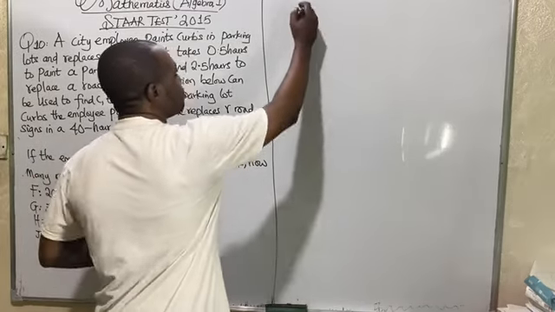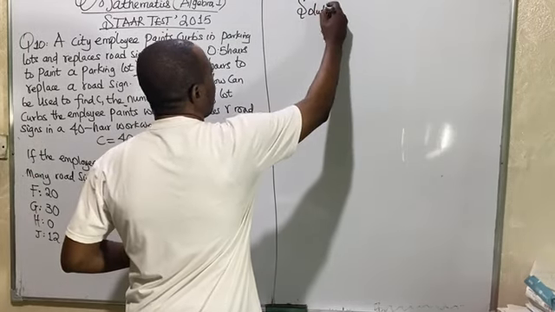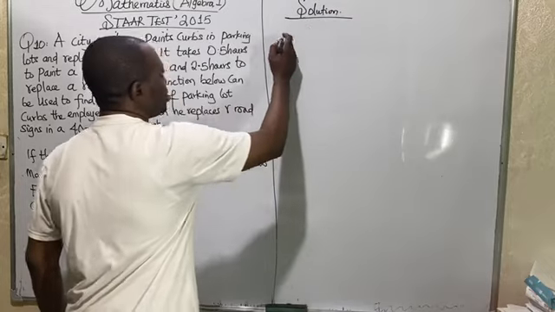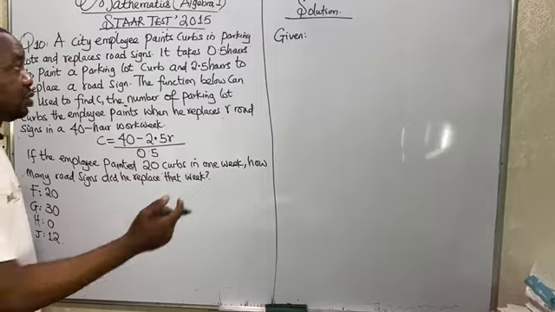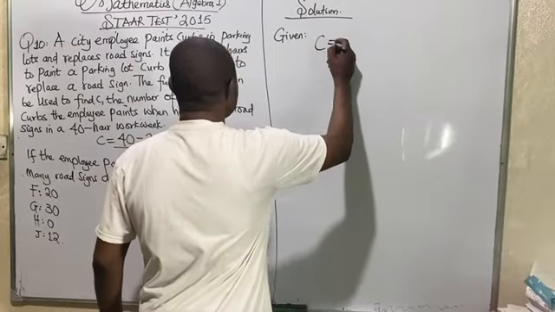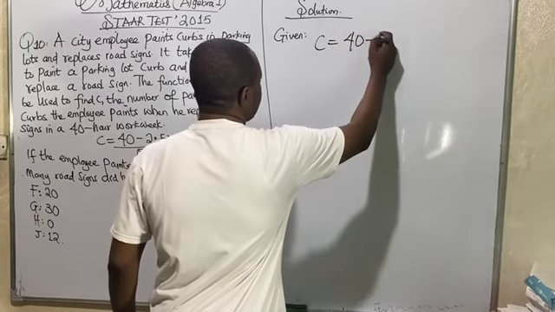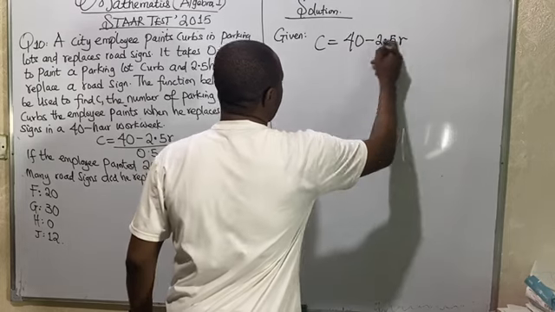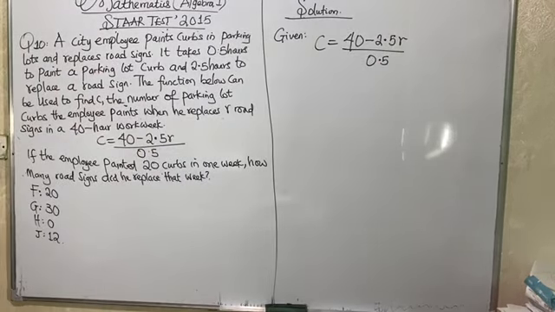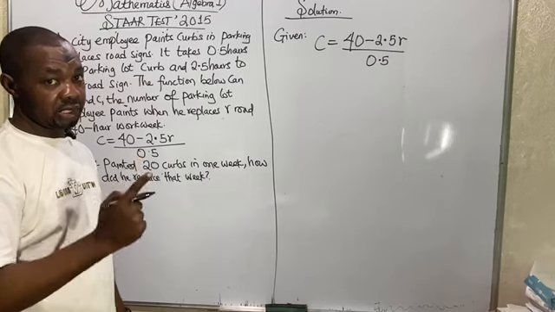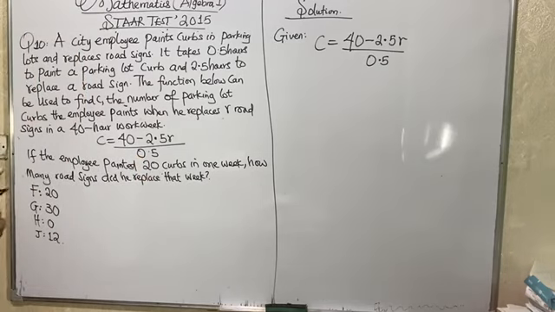All we need to do in this case is, first, the function we are given, which is this equation: C equals 40 minus 2.5R over 0.5. Now we want to find out how many road signs, that is R. We are looking for the value of R, not C. How many road signs did he replace that week?